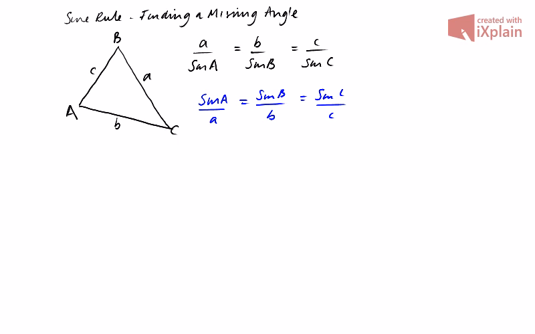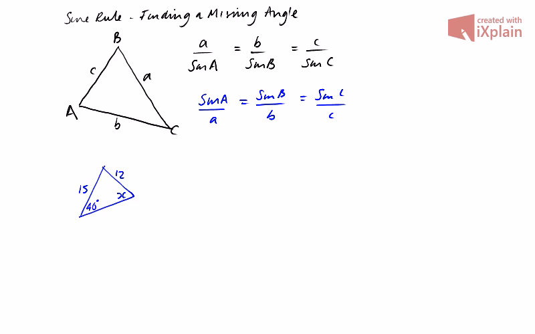Right, so let's have a look and see if we can use that to solve a problem. So here we've got another non-right angle triangle. We're trying to find this angle here, which is x, and the length of this side is 12, the length of this side is 15, and this angle down here is 40 degrees. So let's start by labelling that up.